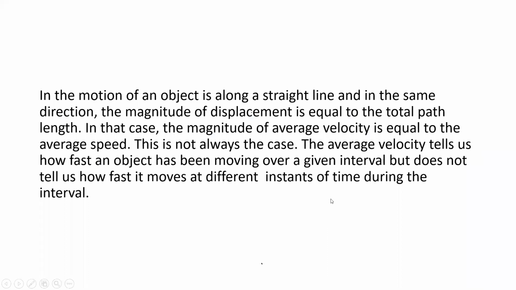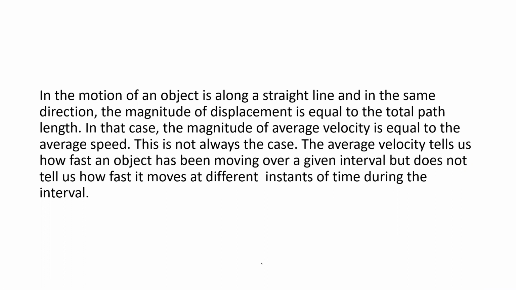If the motion of an object is along a straight line and in the same direction, the magnitude of displacement is equal to the total path length. In that case, the magnitude of average velocity is equal to the average speed.